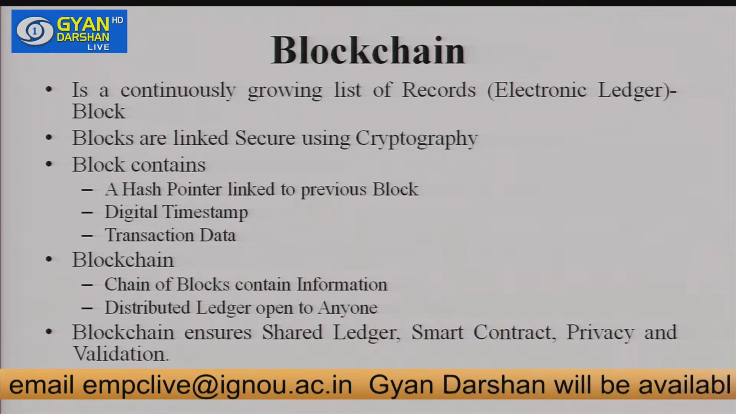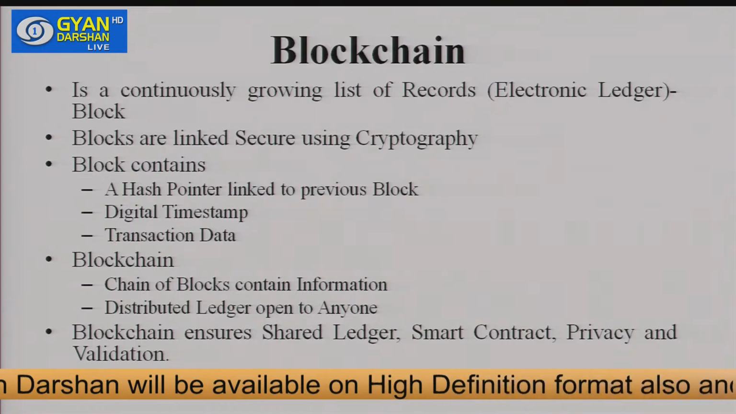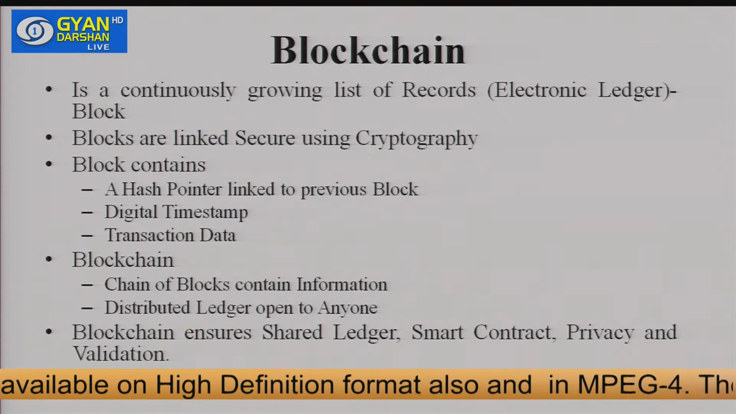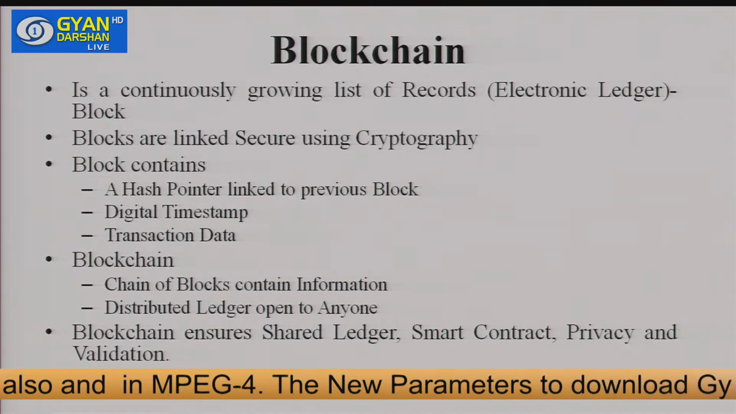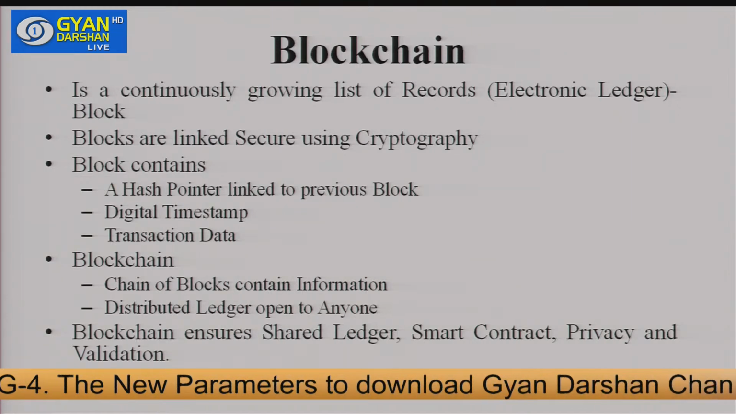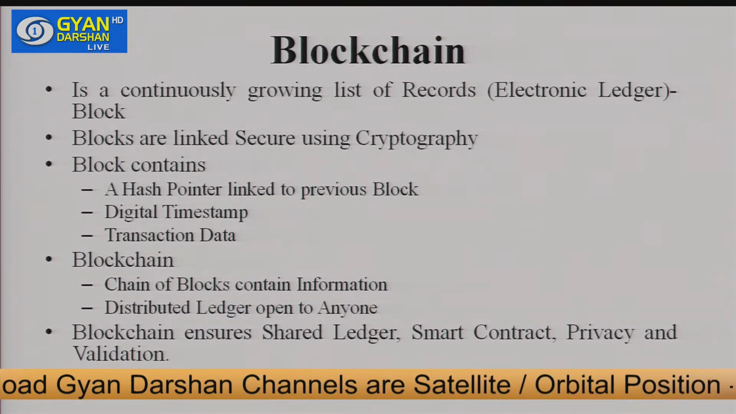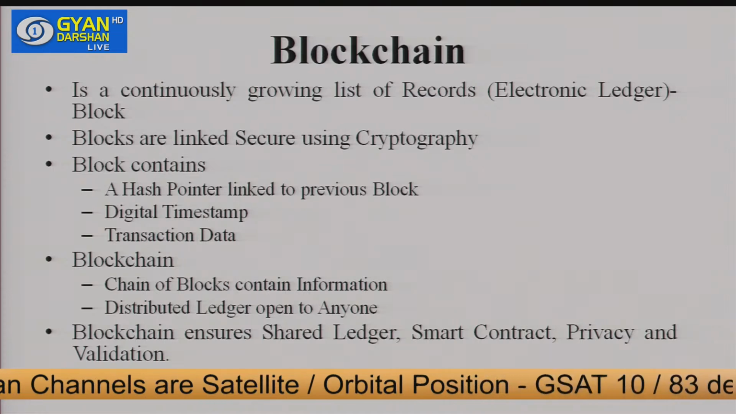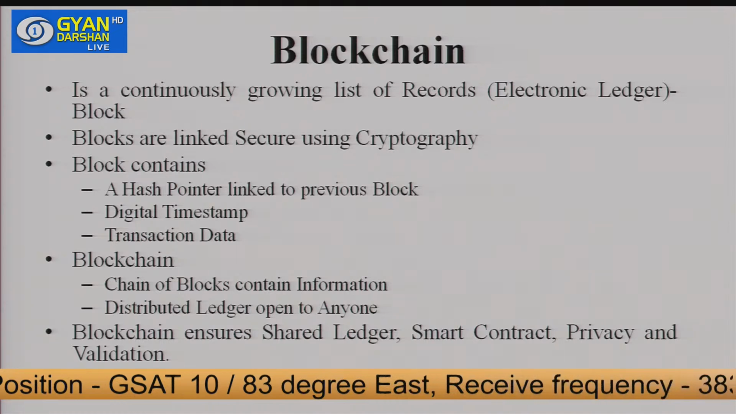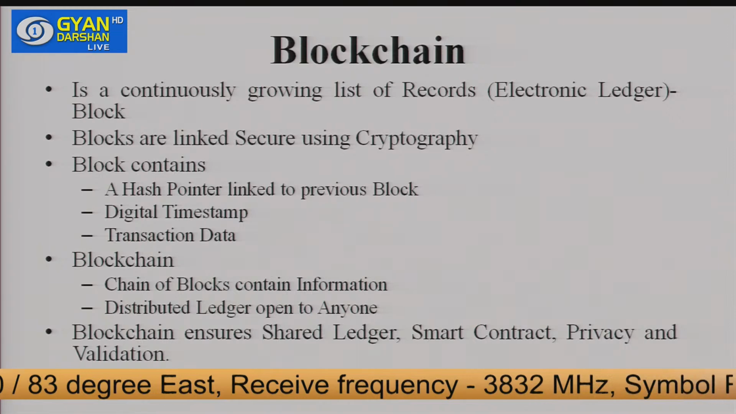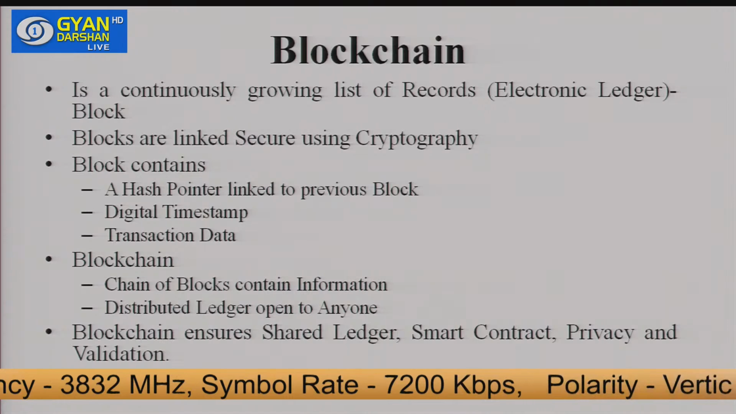Then blocks are linked securely using cryptography. Using cryptography, all the blocks are secured, so alteration is not possible. And what does a block contain? A hash pointer linked to the previous block. It is for cross-checking whether the transaction is correct or wrong, whether it is approved by the earlier one or not. That is the hash pointer. This we have already learned in the last chapter. So the block contains a hash pointer, a digital timestamp and transaction data.